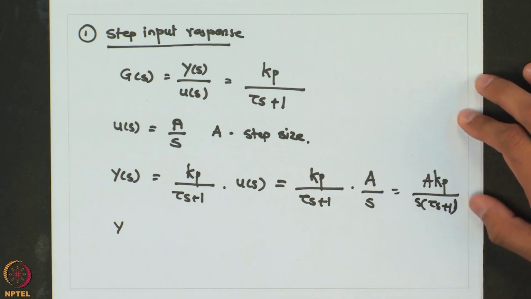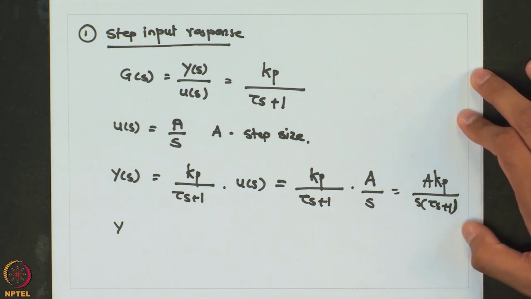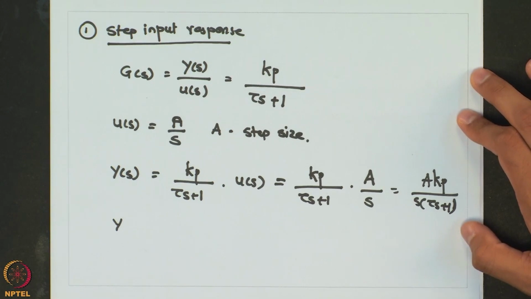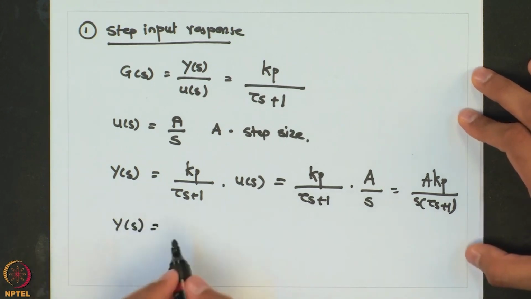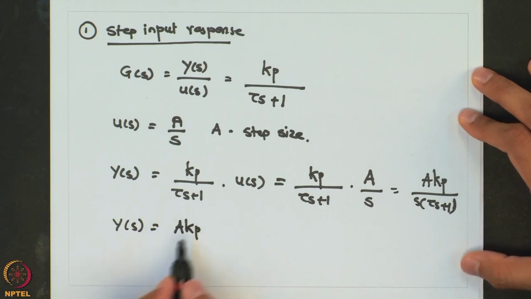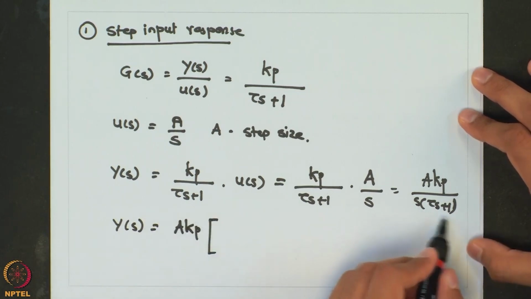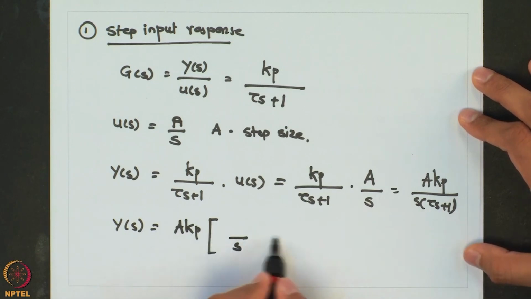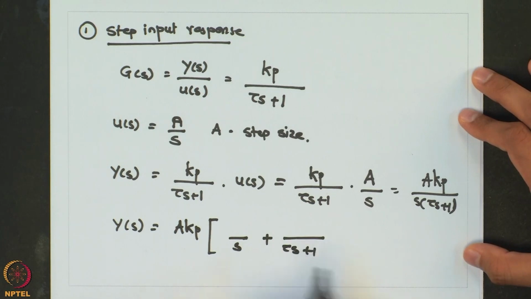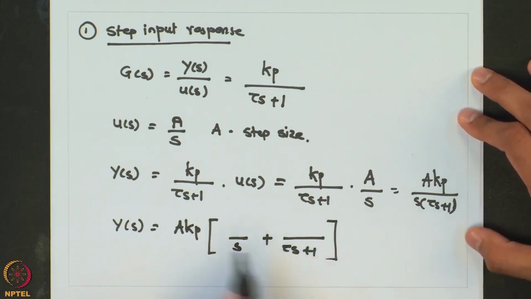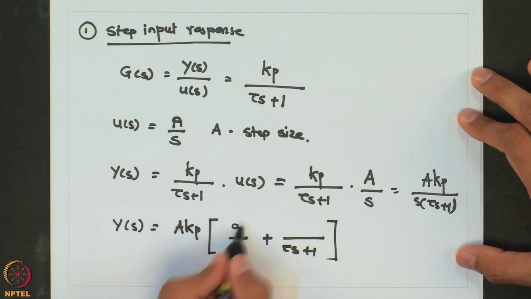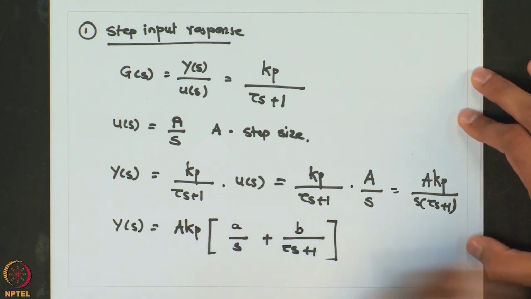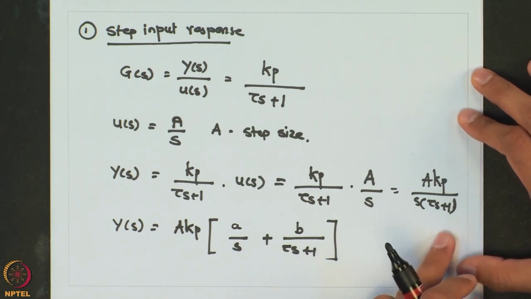Now, in order to get the response in the real time domain, we will have to invert this Laplace, and the method we are going to use is the method of partial fractions. So, what does that mean? We will split this transfer function or this Laplace transform into parts for which we know the inverse. So, in this case we can write Ys is equal to A Kp, and the denominator has s and tau s plus 1. So, if we add two fractions like this and take two coefficients as small a and small b, then the addition of these can give rise to this 1 over s (tau s plus 1).